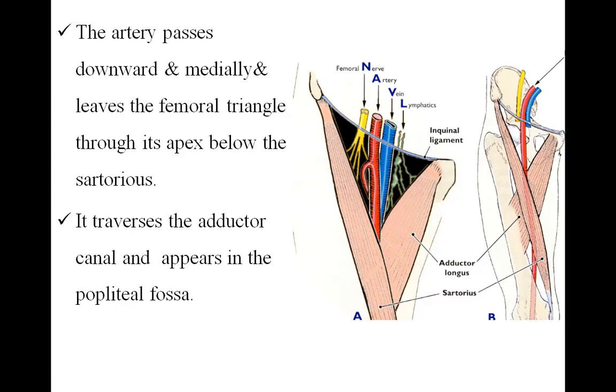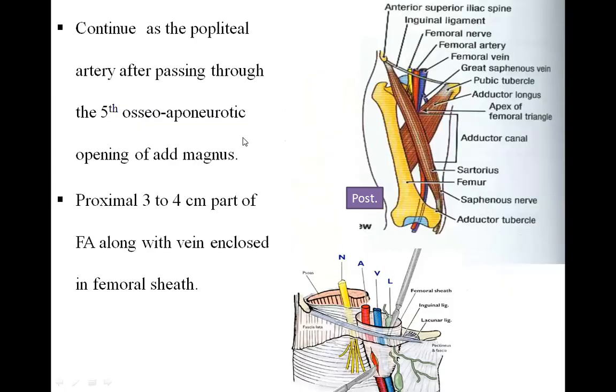So in the diagram, you can nicely appreciate the femoral triangle and its contents along with the femoral nerve, femoral artery, femoral vessels. Here are the contents of the femoral triangle, and here is the apex which will continue with the adductor canal. Then it will continue as a popliteal artery after passing through the osteoaponeurotic opening of the adductor magnus muscle.